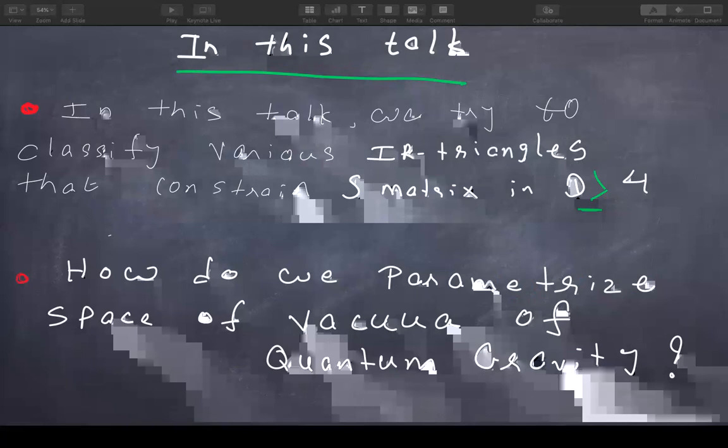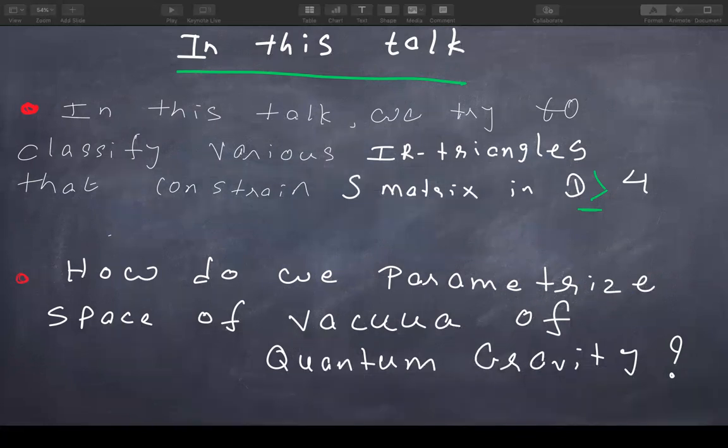And there's a related question: since these are really constraints on the infrared sector of the theory, how do we parameterize the space of all the vacua of quantum gravity? I mean, does this analysis of infrared triangles shed any light on what are all possible vacuum states of quantum gravity? Also, I should say that I don't really have any goal to reach, so stop me anytime and ask questions.